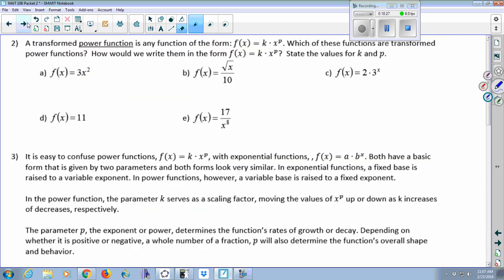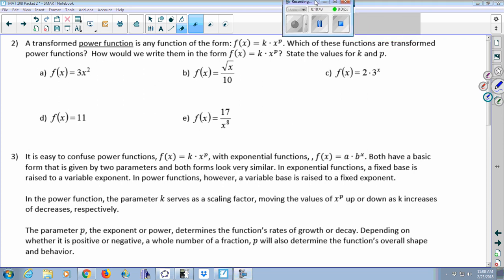We have sort of already done this with our preview exercises, but this will just help us get used to the idea a little more. A transform power function is any function that has this format, k times x to the p. Which of these functions are transform power functions? How would we write them in the form f of x equals k times x to the p? State the values for k and p.